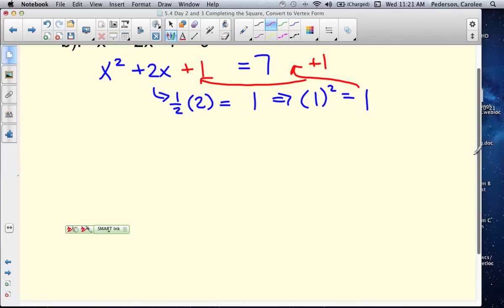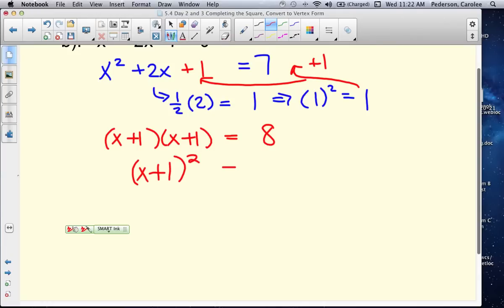So we use the T-chart. What are the factors of 1 that add to 2? Well, they are 1 and 1. The right side is 7 plus 1, which is 8. Notice what happened in the last example and this one. They're the same parentheses. That's going to happen every single time when you do completing the square. They're going to be the same parentheses. So you can combine them together as x plus 1 all squared.